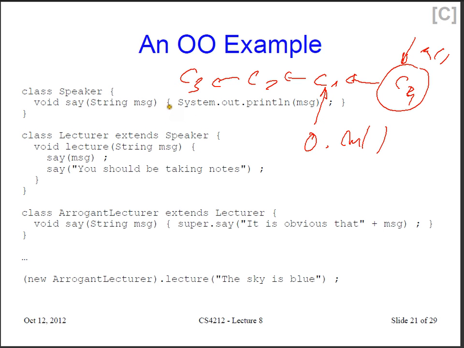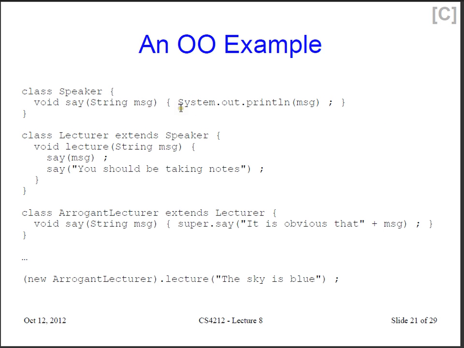So this is a Java example. Let's see how this works. Let's satisfy ourselves with the fact that when we call say, we're going to wonder which say we are calling. Are we calling this one or are we calling that one? It seems a bit difficult to believe that this one might be called. I'm inside the lecturer, I'm calling say, and it seems hard to believe that I might be calling this method, but that's what happens in this example.